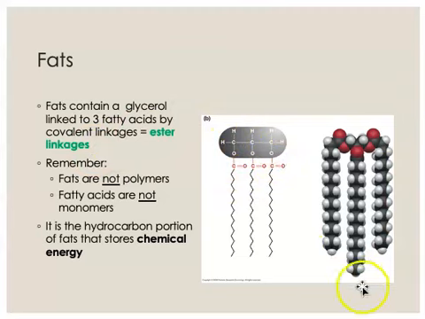On the right-hand side of the drawing, we're simply looking at a fat drawn a slightly different way. It uses this stick and ball diagram instead. Everywhere you see a black circle, that represents a carbon atom. Everywhere you see a white circle, that represents a hydrogen atom. And the red represents oxygen. It's important to remember that there's no repeating subunit in here. Fats are not polymers, and fatty acids are not the repeating unit monomer.